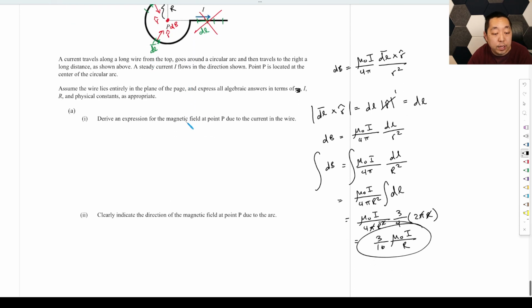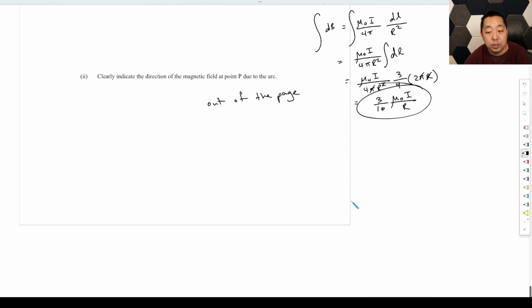Indicate the direction of the magnetic field. It will be out of the page. We just talked about that based on our cross product, our right-hand rule. And so that's that. Those are some examples of all the things that you have to do for this unit.